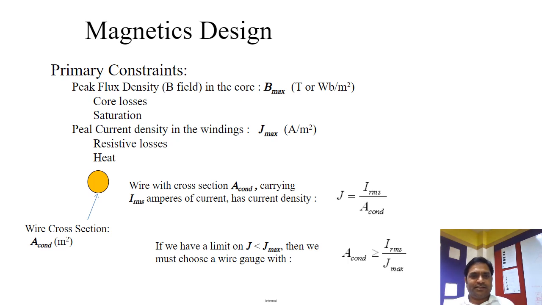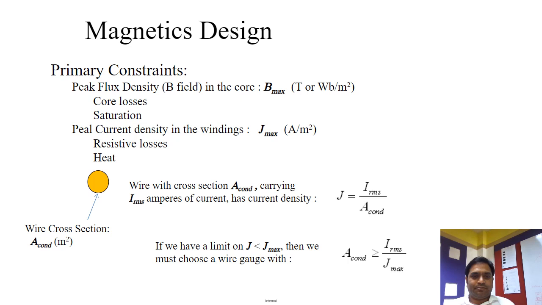Every designer wants to keep the peak flux density as high as possible, but since this is dependent on the magnetic material, we have a constant. We cannot go beyond a certain limit, which is defined as Bmax, because this will lead to core losses and saturation. If we go beyond the defined limit of Bmax, the component we are designing will not work as we require, and ultimately the core losses will go very high, and the component will go into saturation.